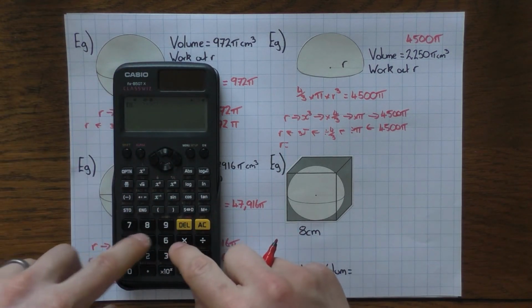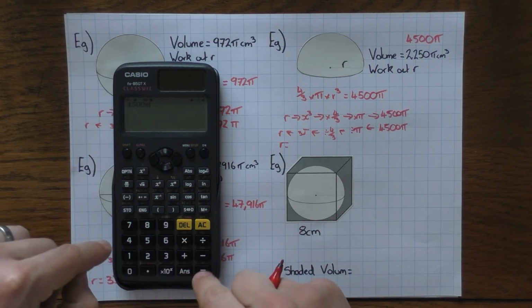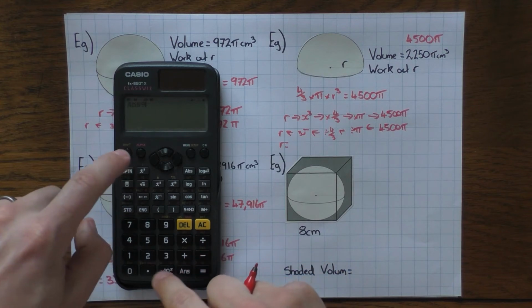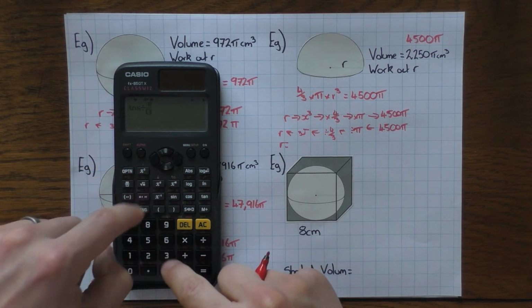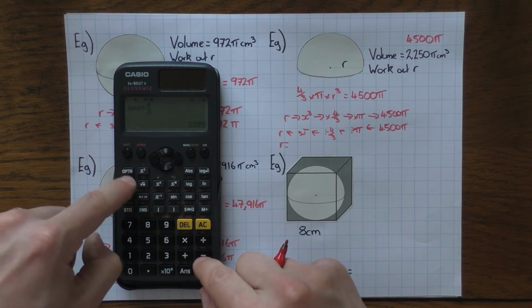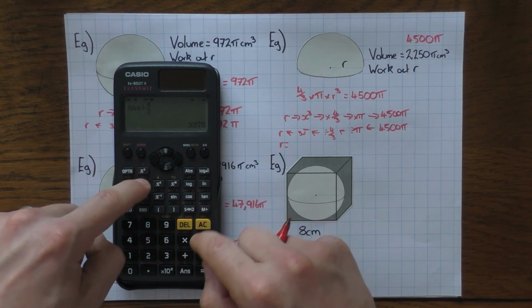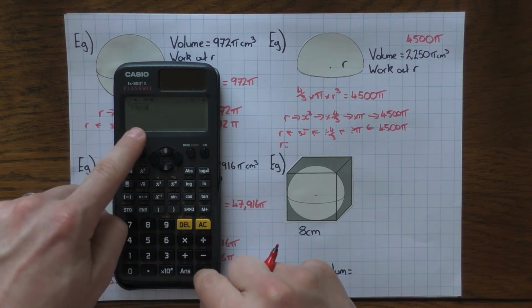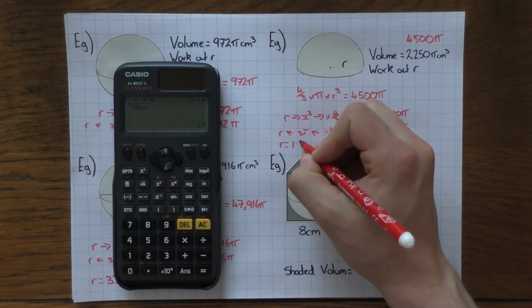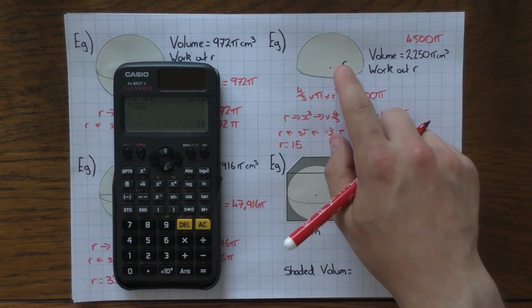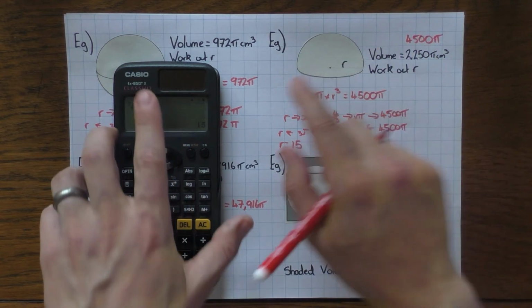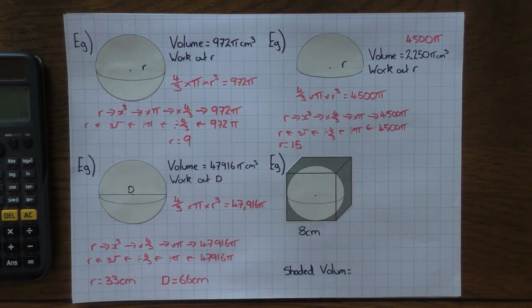So what do we have? We have 4,500 pi, step by step, divide by pi, divide by the 4 over 3, and again, keep your answer there, and shift cube root your answer, and we have the radius to be 15. So you may think, oh God, how do I do that? Really simple, double the volume, and it's exactly the same thing as we did here.